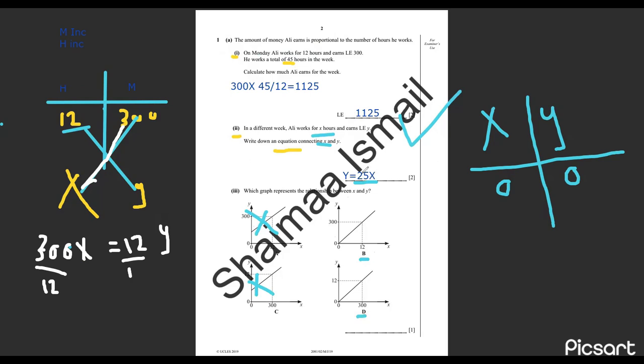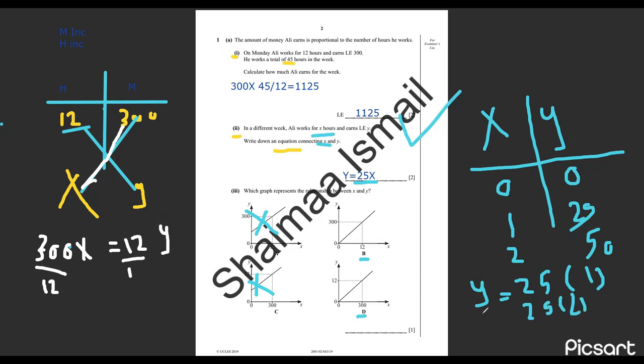Again, put X as 1. When X equals 1, Y equals 25, and when X equals 2, Y equals 50. All we do is replace X with 1, so 25 multiplied by 1 is 25, then replace X with 2, so 25 multiplied by 2, and Y is 50, and so on. Here we have 300: if X equals 12, Y will equal 300. So here we have to choose B.